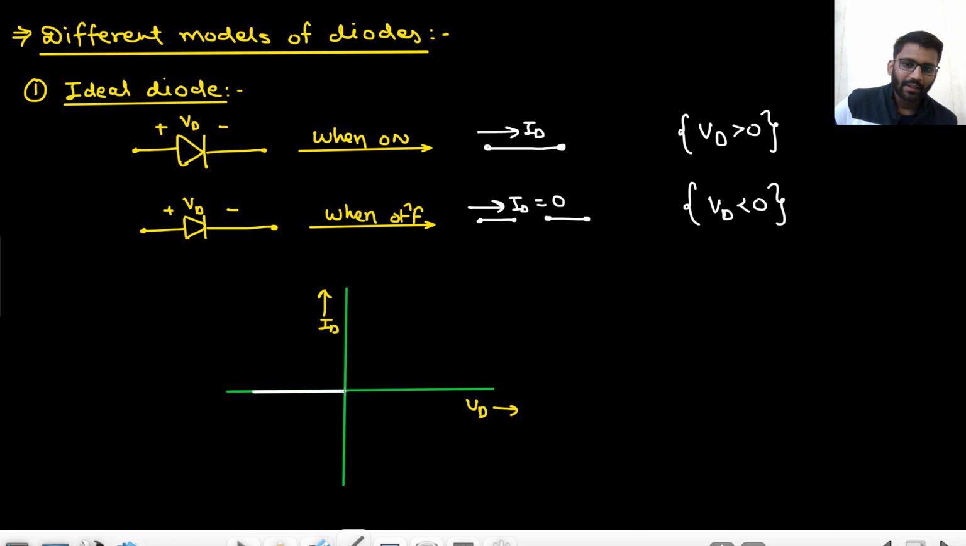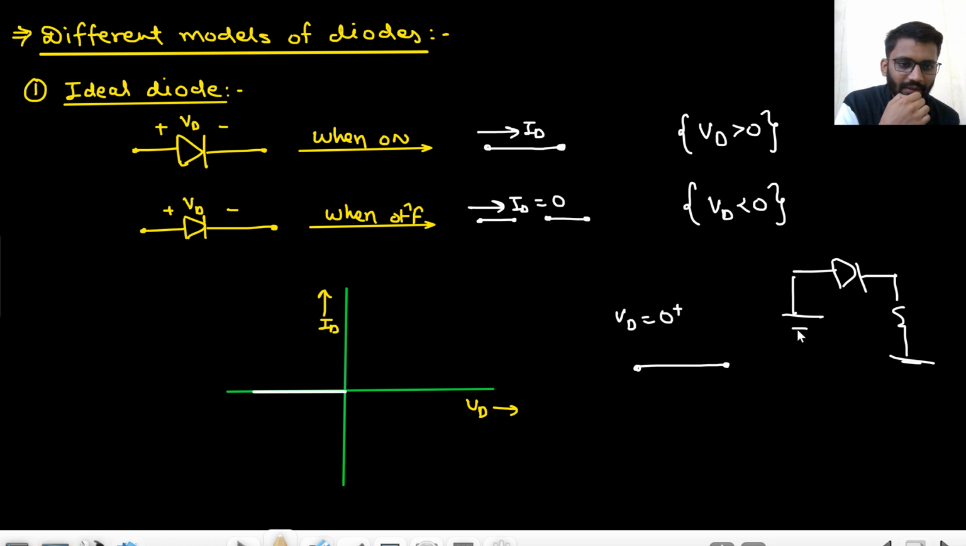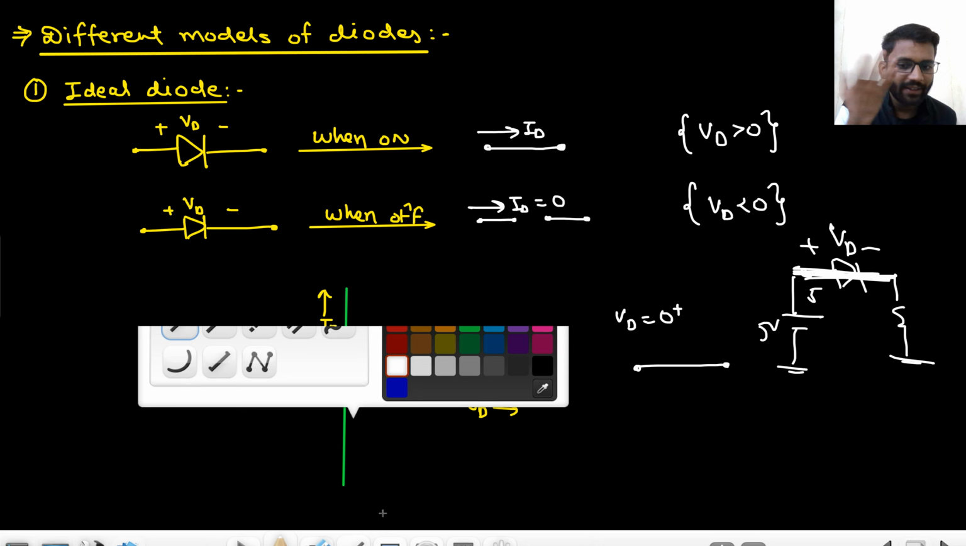Now, just as VD gets greater than 0, let's assume VD is 0 plus, VD value is something above 0. At that time, diode will turn on. And it will give you a short circuit path. That means VD value cannot be greater than 0. Are you getting my point? Let us assume this is a circuit, and this is 5 volt here, and this is your VD. Just as you see that here I am having 5, that means it will turn on. Now it turns on, that means it will give you a short circuit path, right? So VD value is fixed at 0 volt, and now ID can have any current.